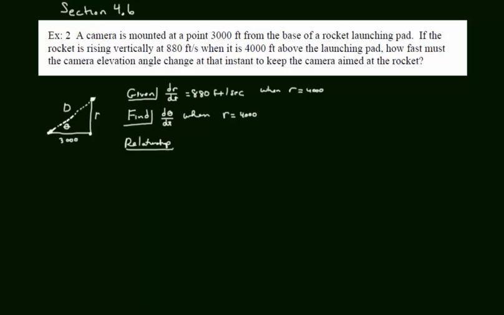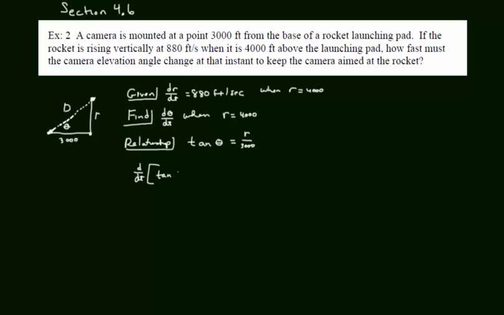There we go. And we need to relate the r to the theta to the given if we can. So look at your triangle. How can you relate the theta to the r to the 3,000? So hopefully you see tangent of theta equals r over 3,000. Opposite over adjacent. Next step is to find the derivative of the relationship with time.